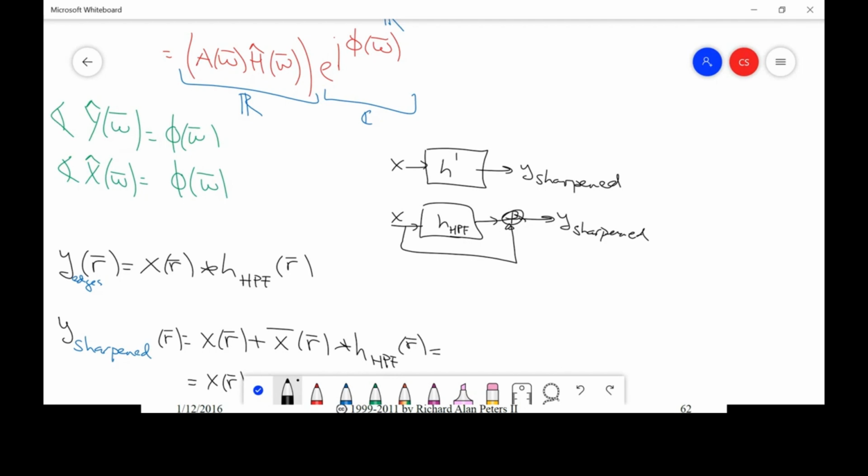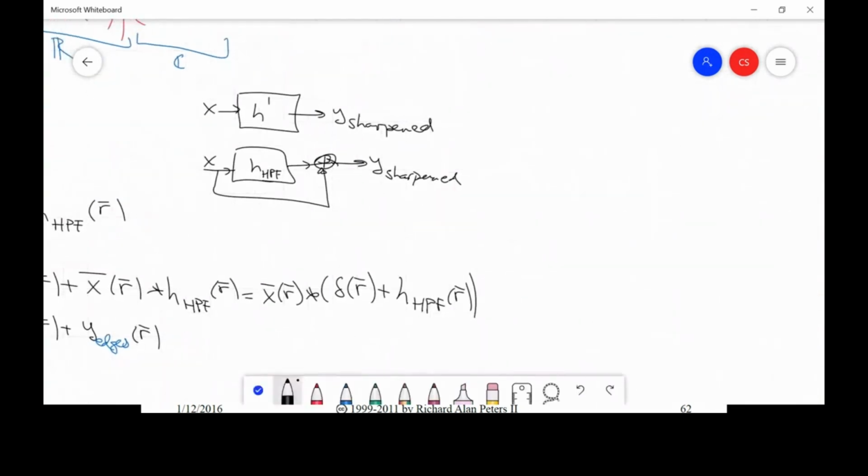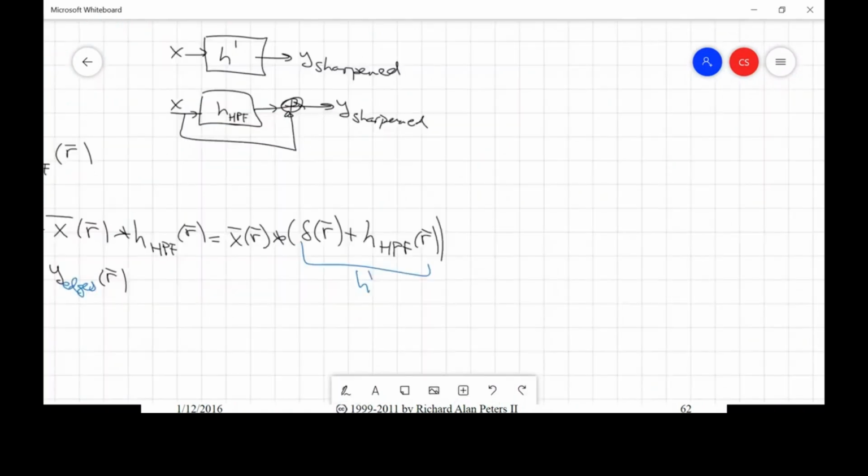All you have to do is to express this as a single convolution. So if you express that as a single convolution, you have X of R convolved with the delta plus the high-pass filter. So you can do it in a single step. So it would be a delta plus this. What is that in Fourier space? So this is H prime. So what is the Fourier transform of H prime?